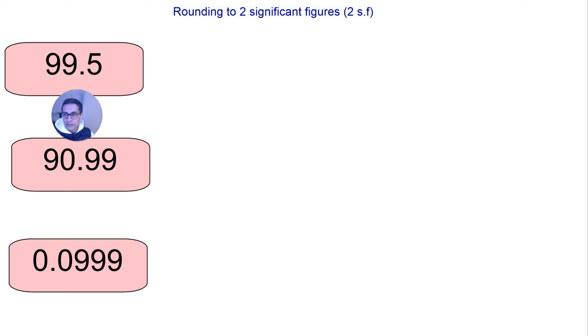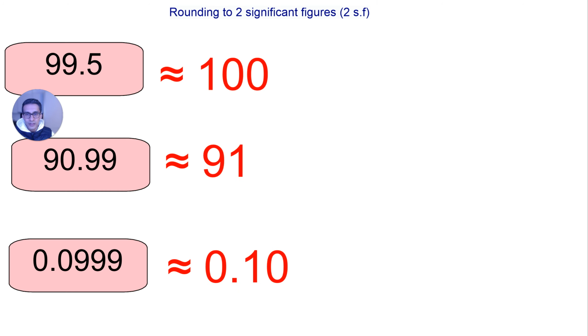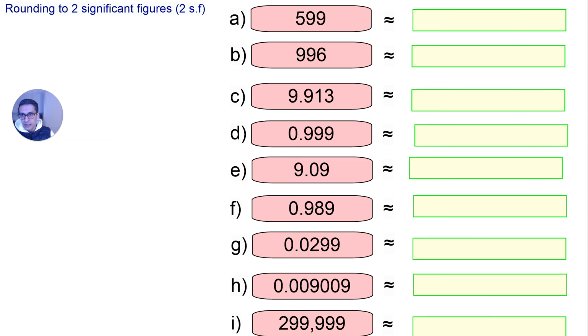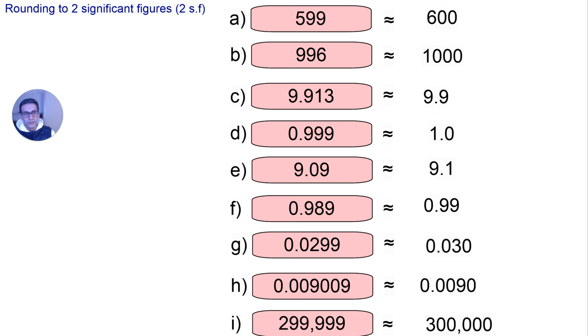Have a go with this question. These three questions, and I'm going to show the answers in a second. 3, 2, 1. All right, these are the answers. Hopefully you got those correct. And we're going to do a quick exercise here. Round all of these numbers to two significant figures. I'm going to show the answers in 5 seconds. Pause the video if you need more time. Here come the answers. Check your work.